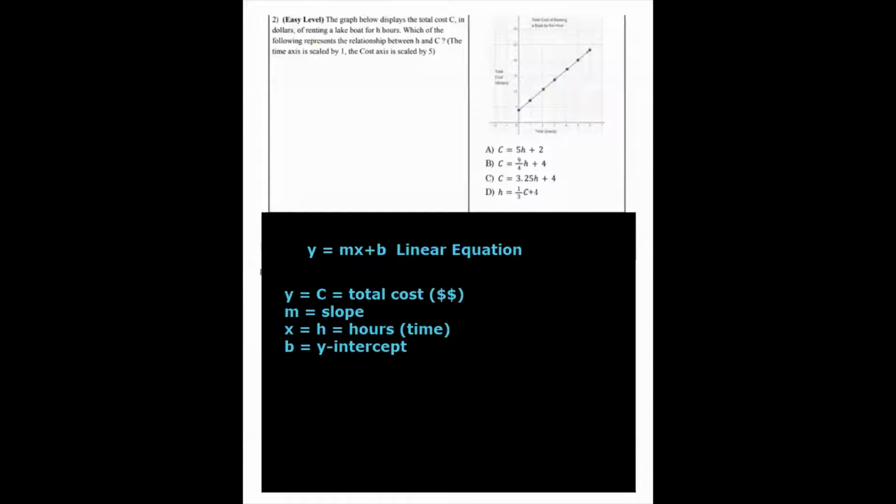Well, we have a linear equation, a straight line, and one way of representing them is y equals mx plus b, which is what I'll use because that's what the answer choices are written as. Here we have the y-axis is C, or the total cost in dollars. M is the slope. The variable x, the independent variable, is time, the letter H. And the y-intercept will be at point B.